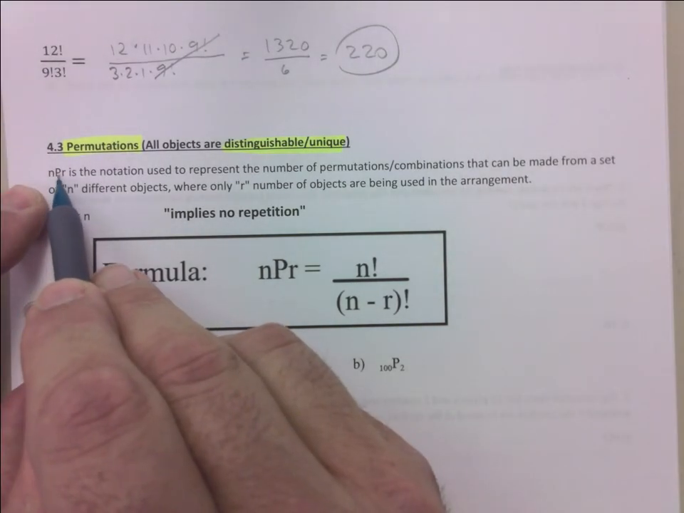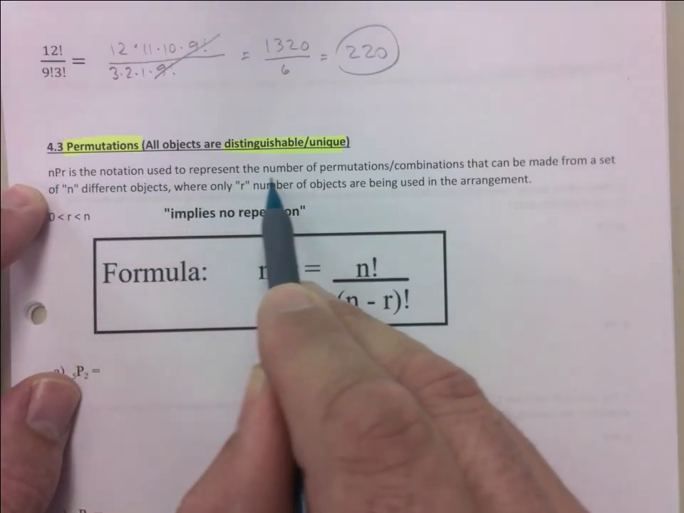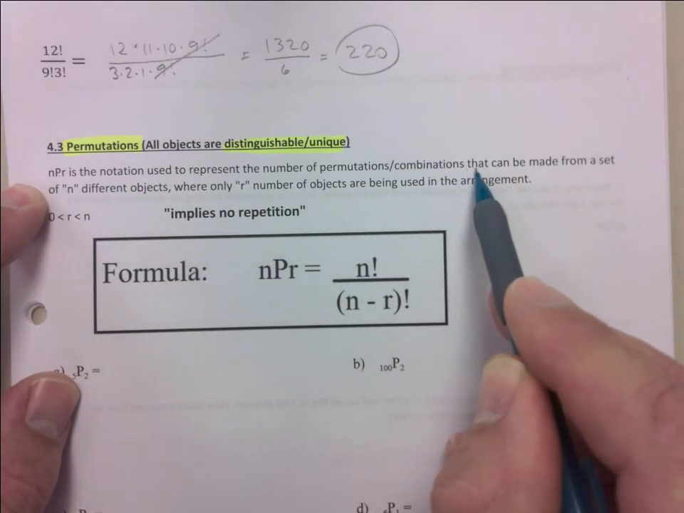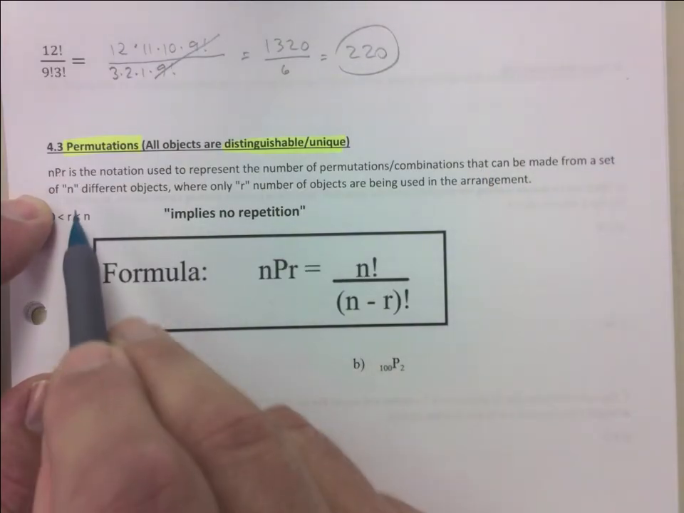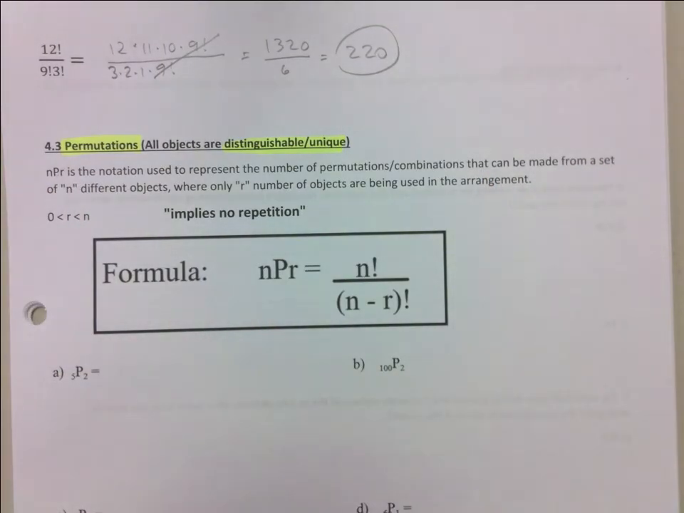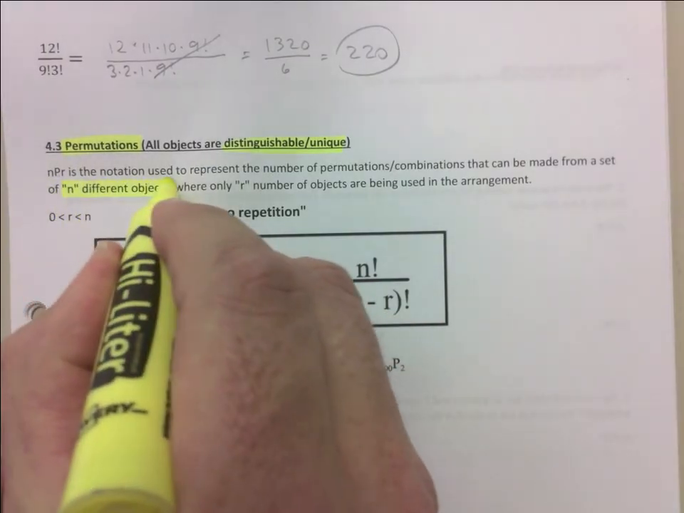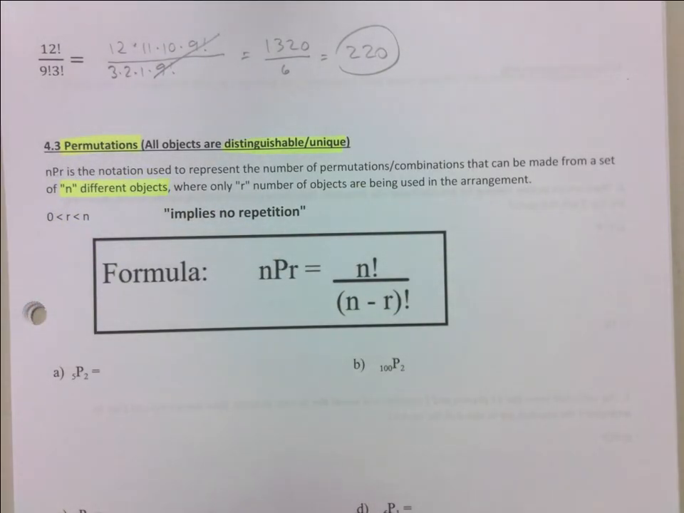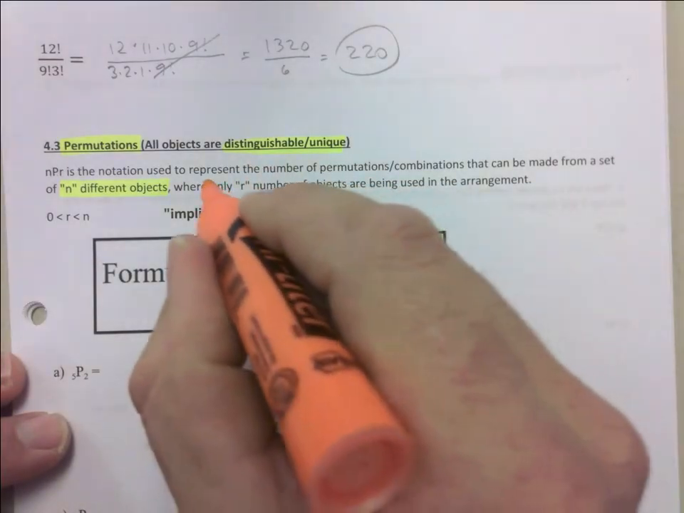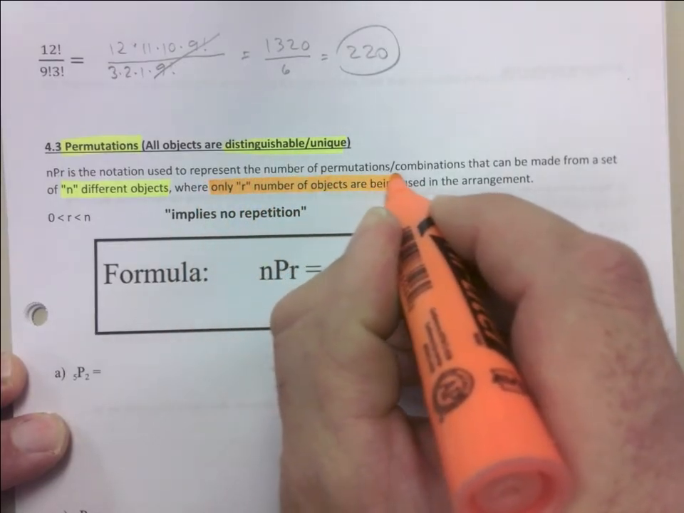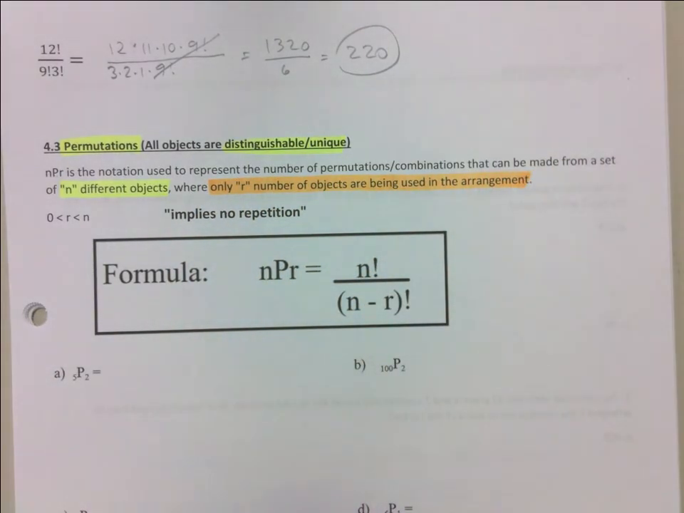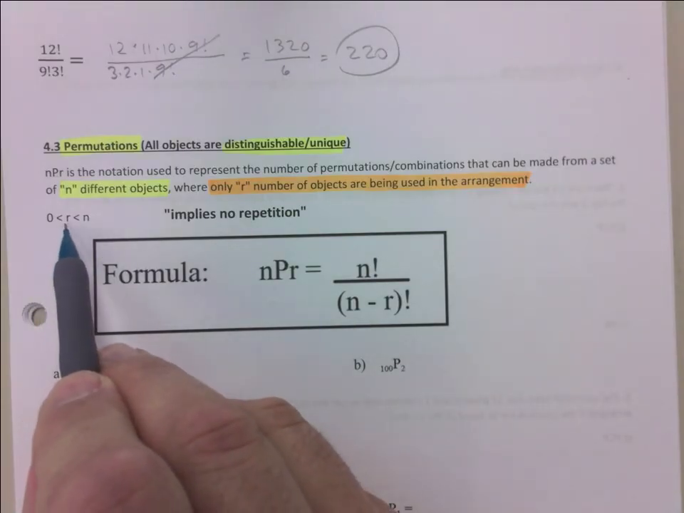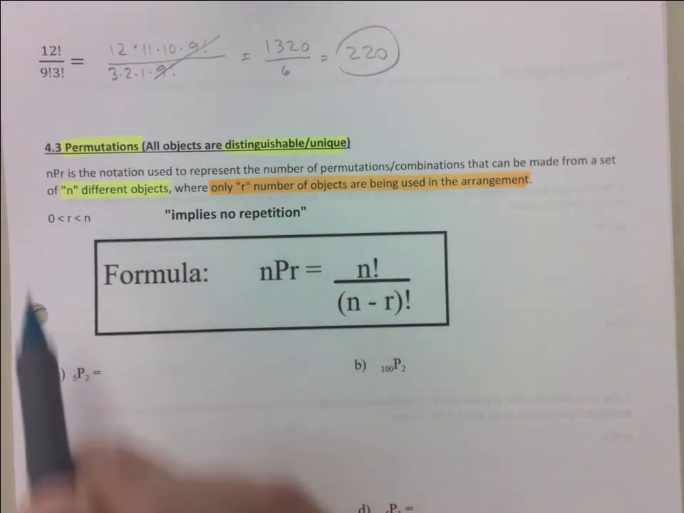nPr, if you see nPr, is the notation used to represent the number of permutations or combinations that can be made from a set of n different objects. You've got n different objects, and you only have r number of objects that are being used in the arrangement. And notice that r needs to be between 0 and n.